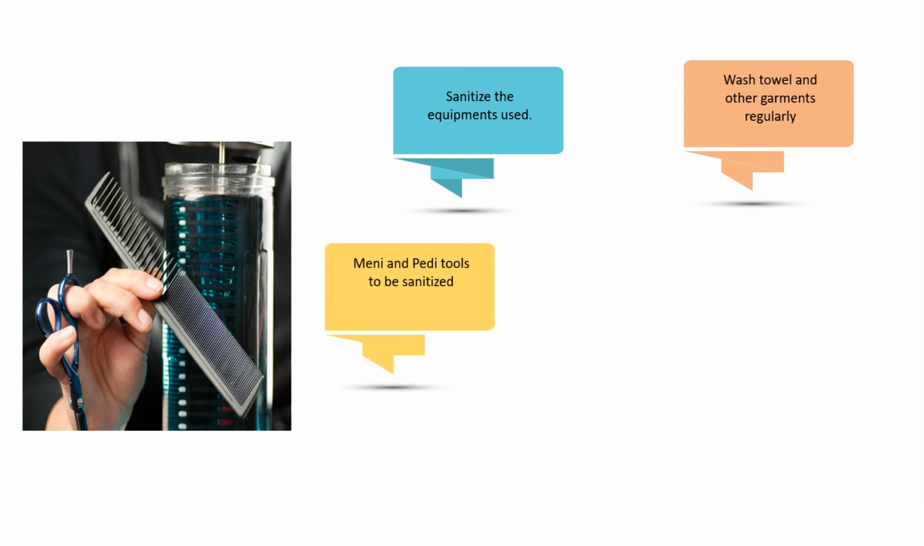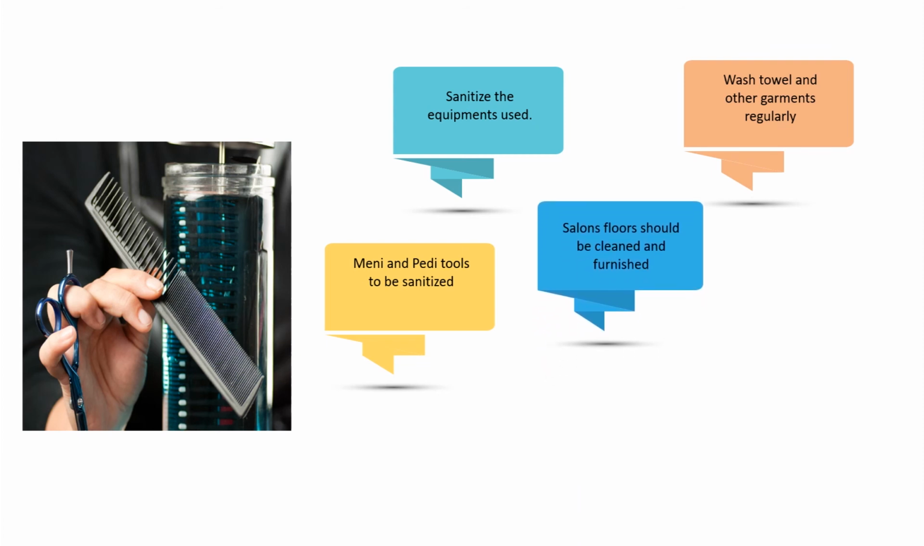The mani and pedi tools, which are manicure and pedicure tools, should be sanitized. There shouldn't be a single tool used in the parlor or salon which is not sanitized after use. Then the salon floors should be clean and furnished. If they are furnished, it gives a good look to your parlor and salon. And cleanliness obviously tells that it's a good place to visit and protects the client from any kind of disease.